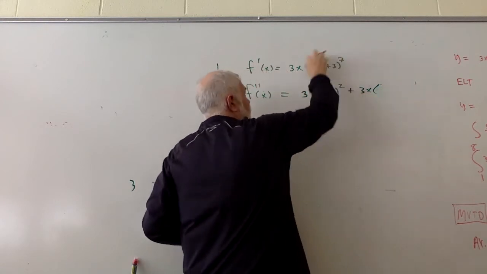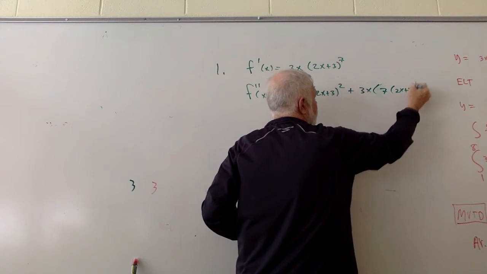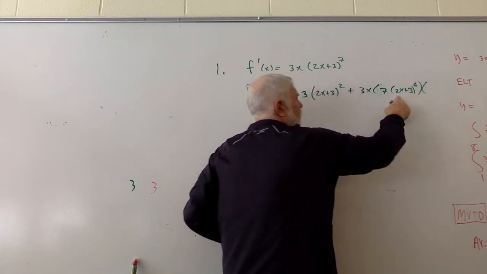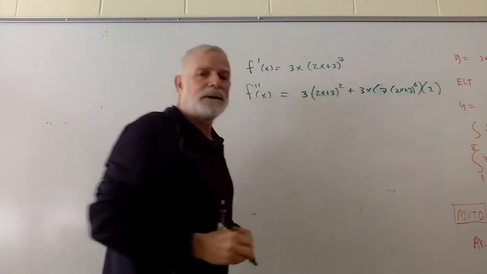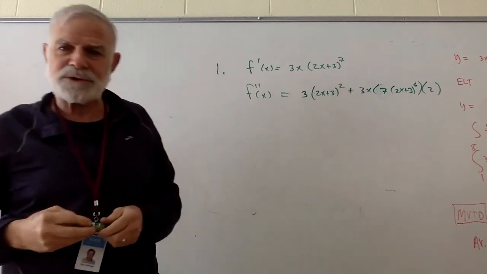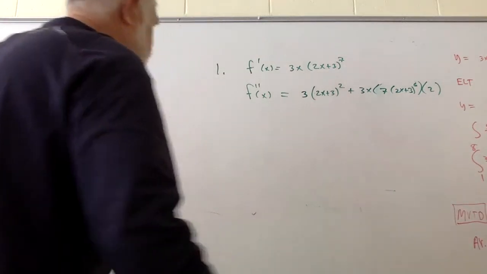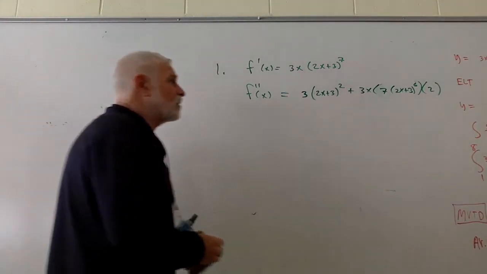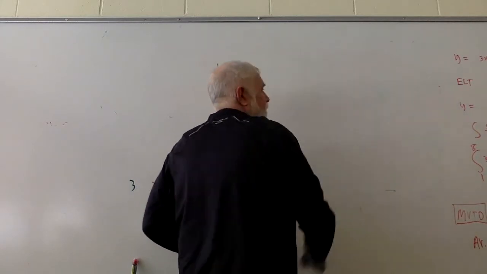So parentheses, 7 times (2x plus 3) to the 6th, times the derivative of what's inside the parentheses, which is 2. Okay? Then you can always doctor it up if it's a multiple choice test. All righty, so that's problem number 1. That's pretty standard. Product rule, chain rule, just mechanics. Hopefully folks have got that down.